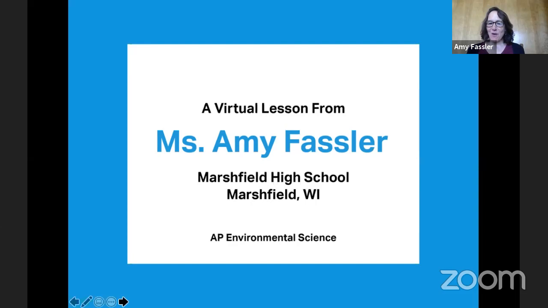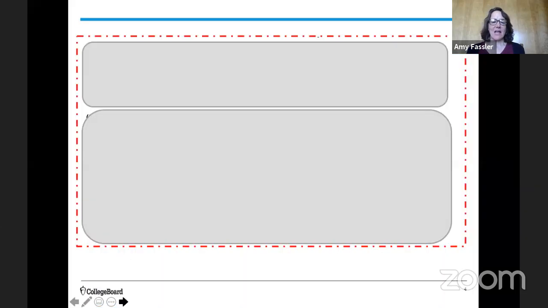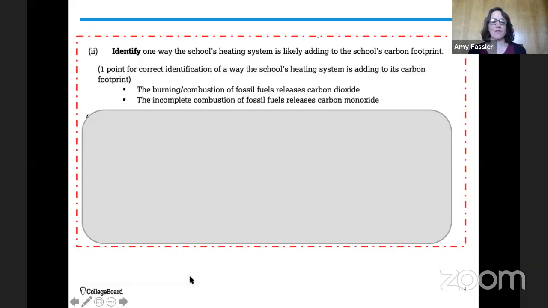Let's start with the homework that you did last night. You looked at a question that was a really great combination of some energy and sustainable design ideas. The students at Fremont High School want to plan a new green building. And so the first prompt that I asked you to look at was to identify one way the school's heating system is likely to add to the school's carbon footprint.